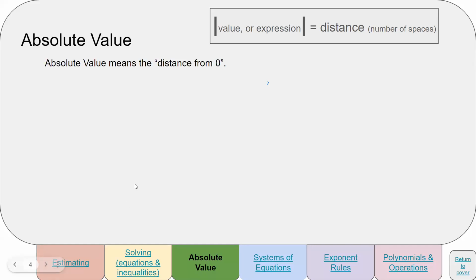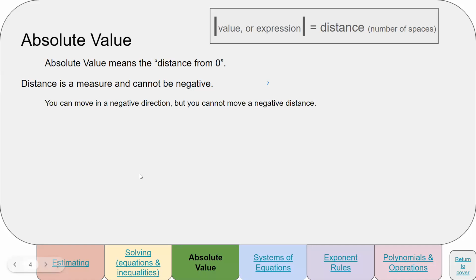Absolute value, by definition, means the distance from zero, so I like to think of a number line. And you have to remember, distance is a measure. It's something you physically have, so it can't be a negative number. Distance is an actual thing. You can move in a negative direction, but you can't move a negative number of spaces or a negative distance. So that's how a lot of people think: oh, it's absolute value, it's always positive.